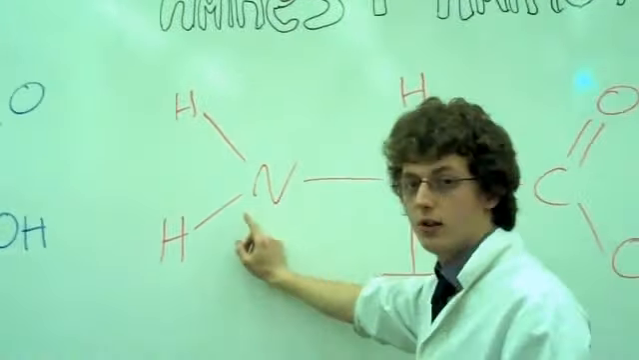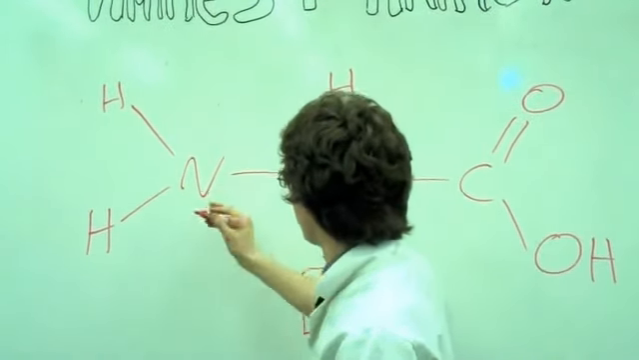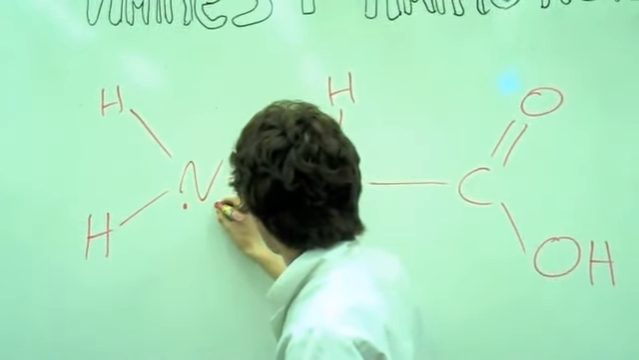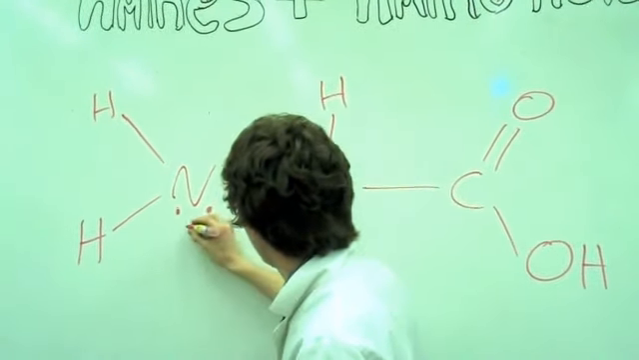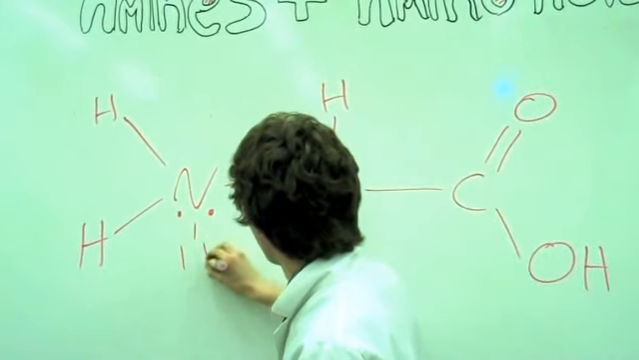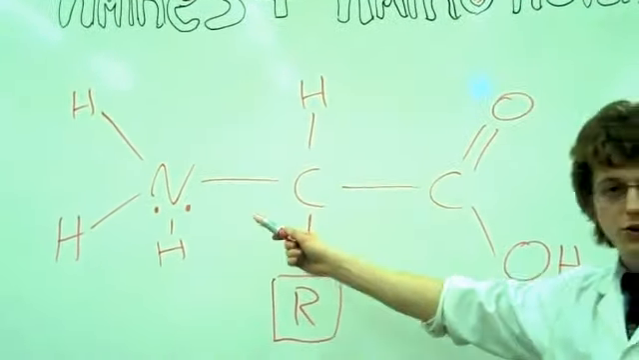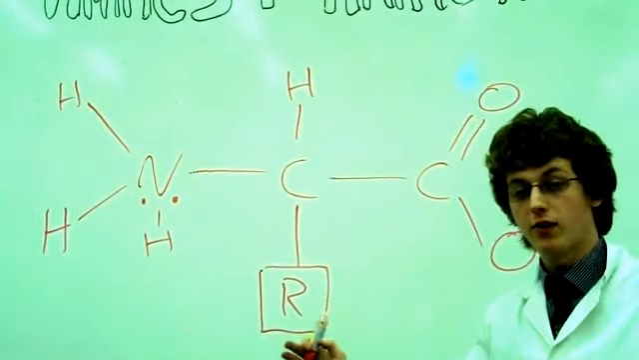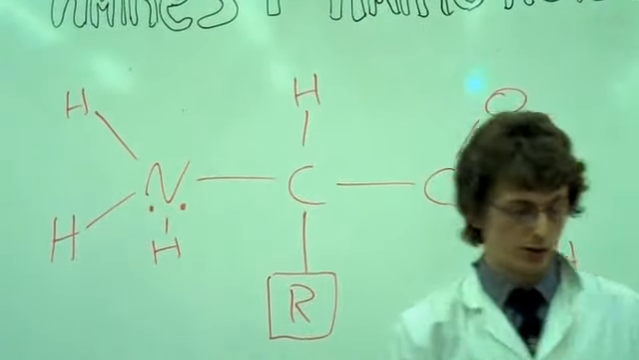If this side wanted to react as a base, another hydrogen would come along and bond to the lone pair of electrons on this nitrogen group. So that would form our base, and actually now it can react as an acid, because if it lost that hydrogen, it would be reacting as an acid.